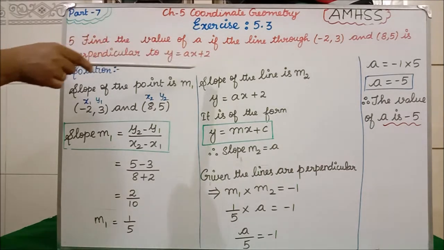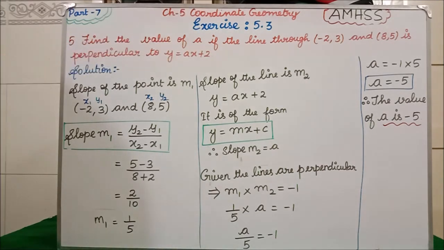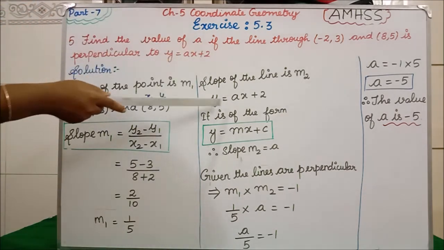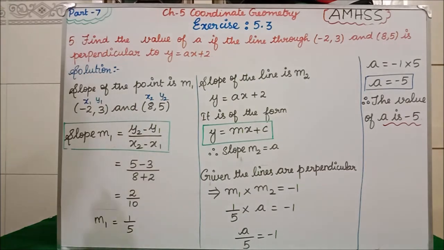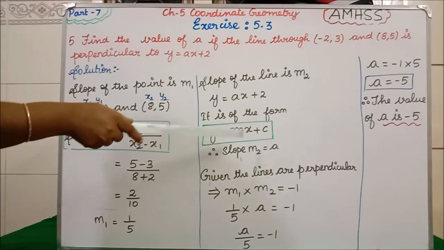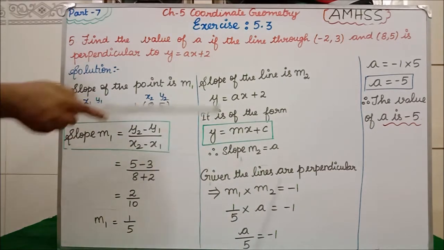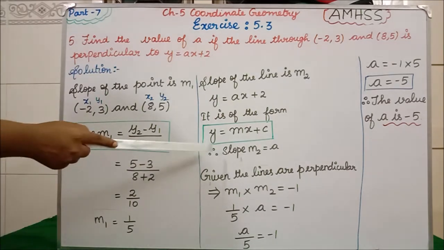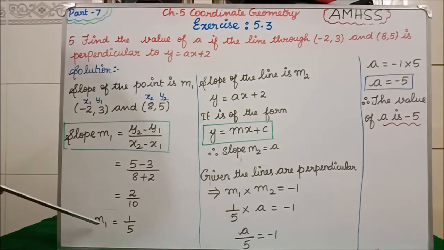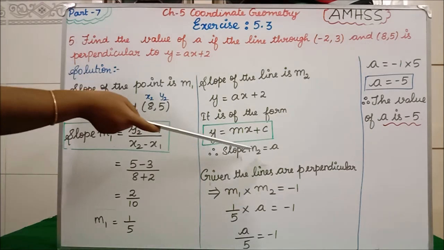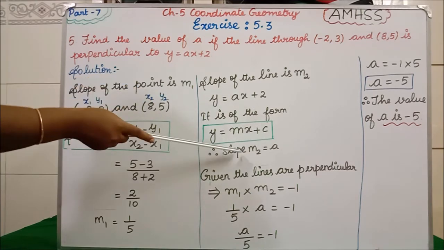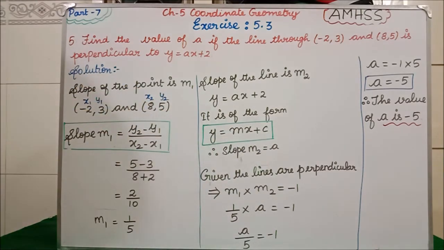Next, this is the line, isn't it? Next, with this, we are going to find the m2 value. Slope of the line is m2. What is that line? Y equal to ax plus 2. Now, if you observe this line, it looks like what form? Y equal to mx plus c form. Isn't it? So, in the place of m, what we are having here? A. Clear? Therefore, slope m2, because already we have mentioned here m1, so we are going to consider this as m2. Clear? In the place of m, we are having a. So, slope m2 is equal to a. Clear?